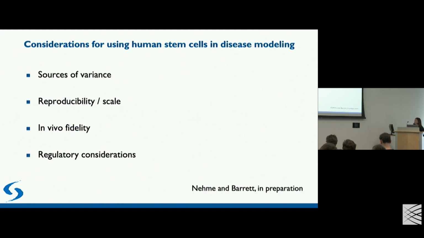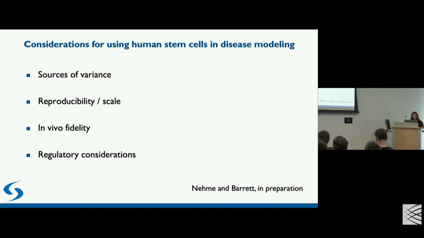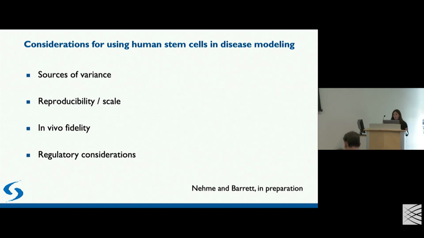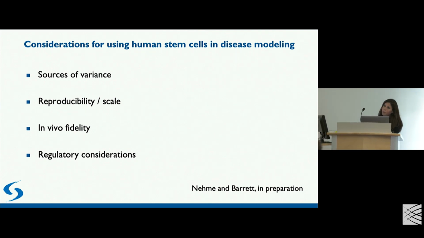Beyond the promises of human pluripotent stem cells, I would like for the remainder of my talk to discuss important considerations to keep in mind while designing human pluripotent stem cell studies. And here I want to specifically acknowledge Lindsay Barrett because the two of us have extensively discussed these considerations and summed up the key concepts in a review format. So today I would like to highlight the sources of variance in human pluripotent stem cells. I'll also discuss the issue of reproducibility or scale. And then I'll talk about in vivo fidelity, or how closely these in vitro cell types resemble the cells found in the human brain. And I'll conclude with some regulatory considerations.